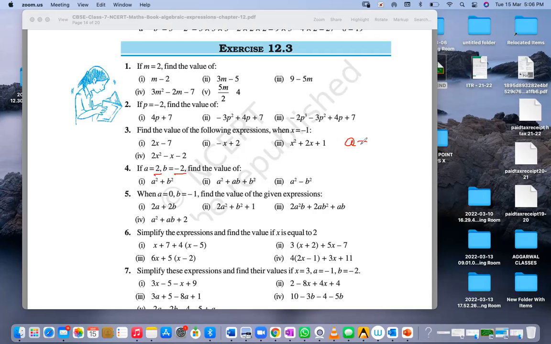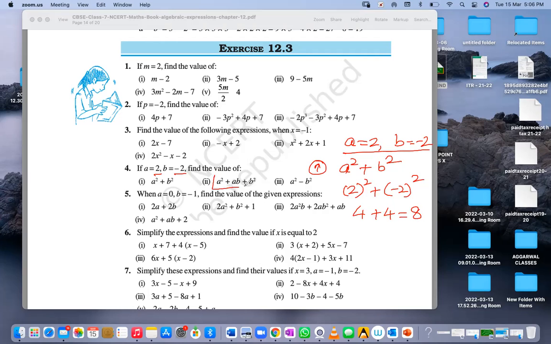A is 2 and b is -2. There are two variables here and the expression is written in two variables itself. So a square plus b square is to be evaluated. So a equals 2, 2 times 2, 4. First write the full sum and then you evaluate in the next step. 4 plus 4, 8. So this is the answer.